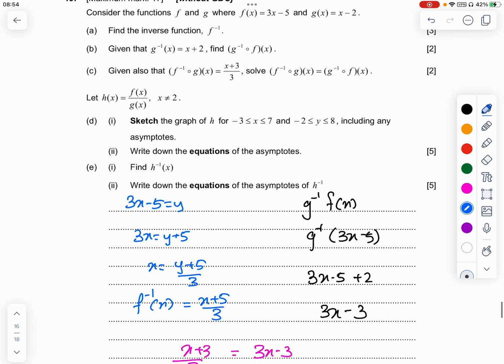So what is h inverse of x? Equals 2x minus 5 upon x minus 3. So what is going to be the vertical asymptote for this one? X equals 3. What's going to be the horizontal asymptote? Y equals 2. And lastly, question number 20, solve g of x equals 0. By using GDC, we'll be getting x equals minus 0.790 and x equals 1.79.